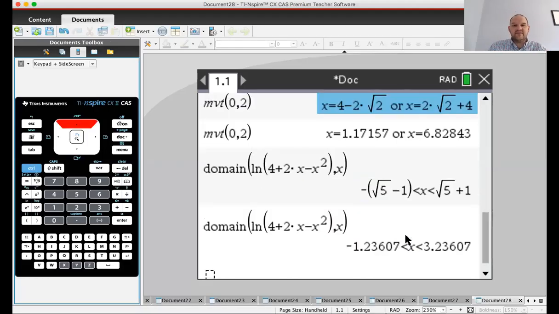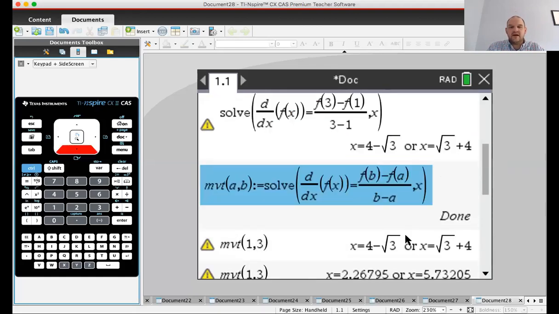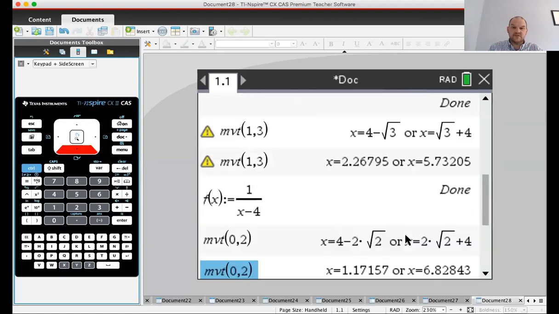So the first thing that I have done is I've stored a weird function that I've called MVT, and it's a function of a and b. What it's doing is solving the mean value theorem equation, right? The slope of the tangent line, so the derivative with respect to x of f of x, is equal to f of b minus f of a over b minus a. So I just need to reset what f of x is, and then I can use this function. So I'm going to do that.